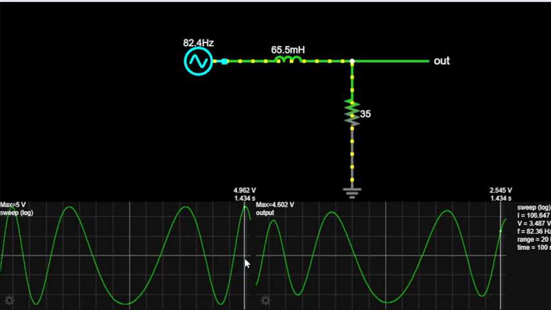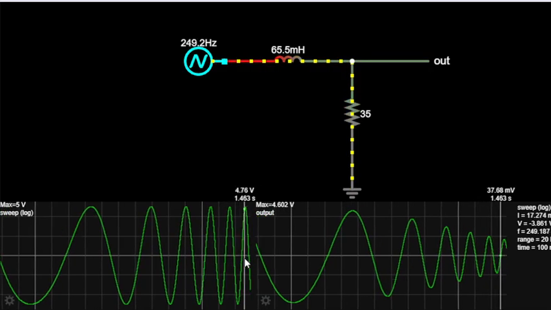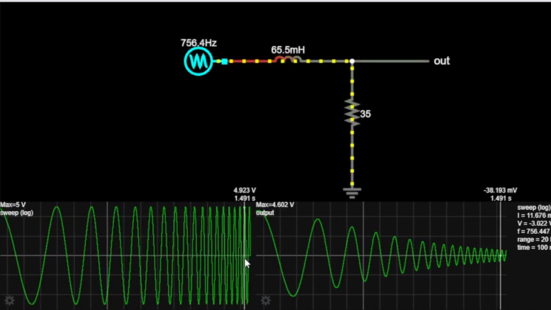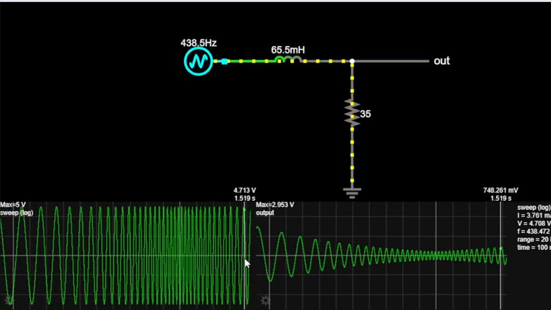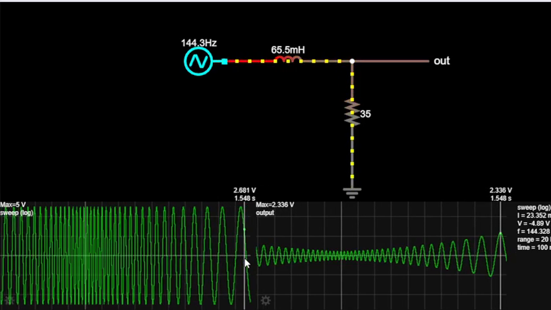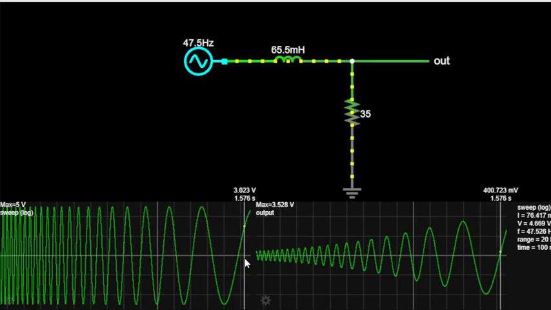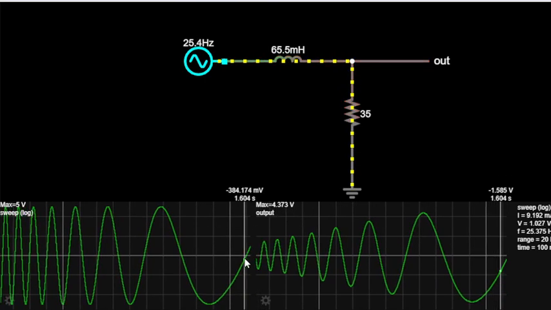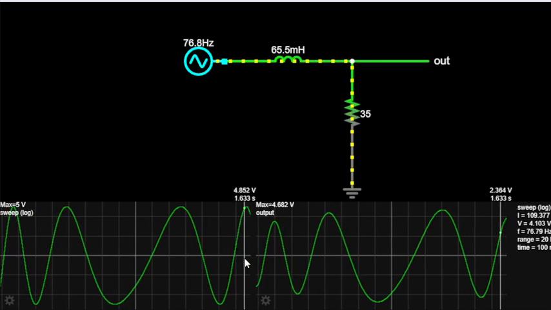So, where do we find RL low pass filters in the real world? Applications. They are commonly used in audio systems to remove unwanted high frequency noise, in power supplies to smoothen out voltage ripples, and in various communication systems for signal conditioning. And there you have it, a brief overview of RL low pass filters. Understanding how these components interact in a circuit helps us manipulate signals to suit specific applications.